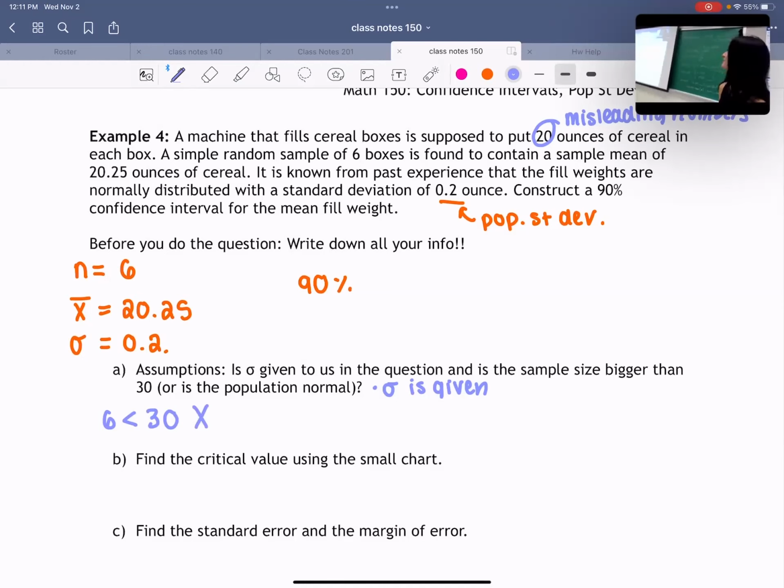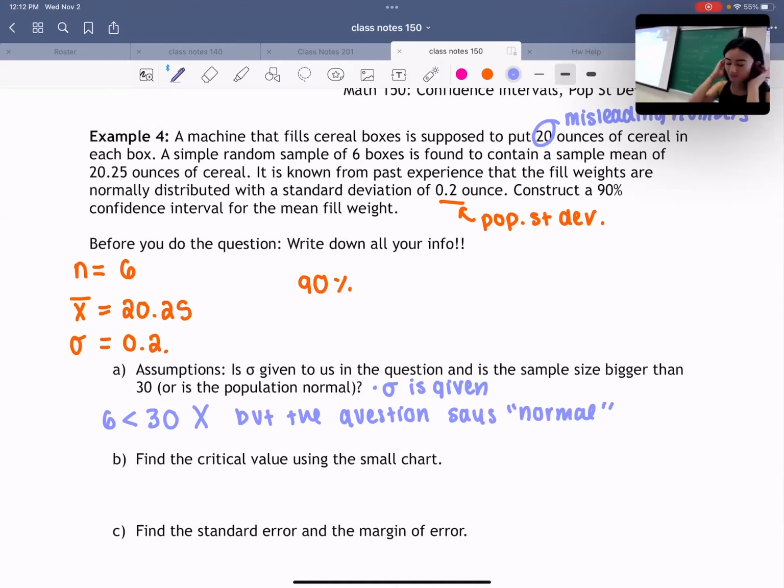It says normally distributed in the question, so even though the sample size is less than 30, the question says normal. Another rule of thumb: it would be kind of dumb for me to give you a question where the answer to this is no and you can't do the question, because I want to see you do this. So I probably will not give you one where you can't do the question.